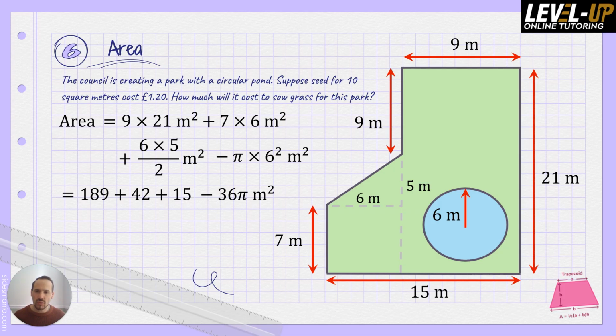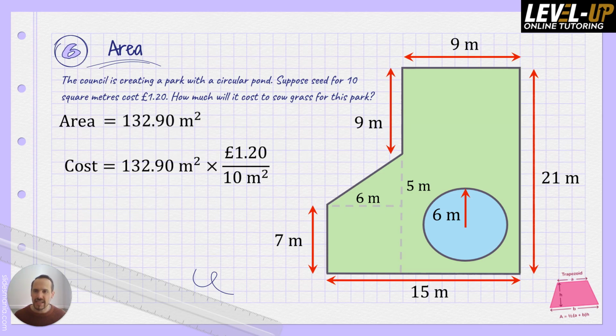We can just work all that out. So you gradually go through your calculator, working out all the different values, bring it all together, and we get 132.90 meters squared to 2 decimal places. So there we go. That's our area.